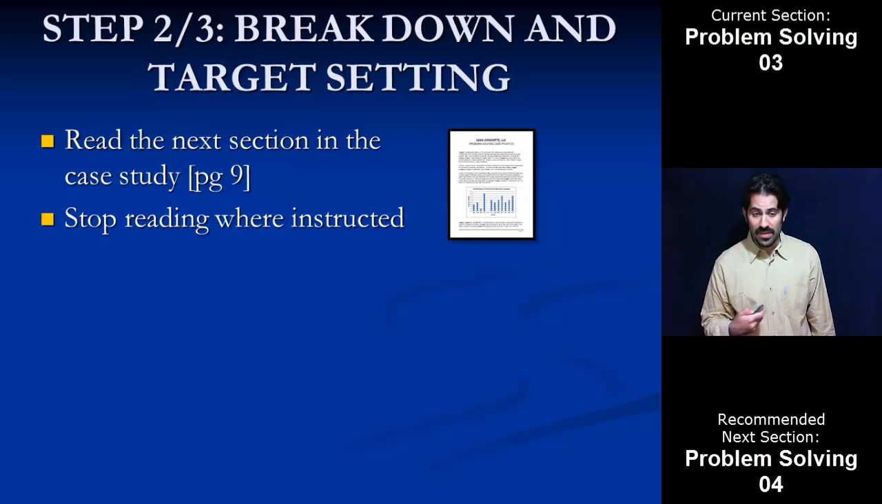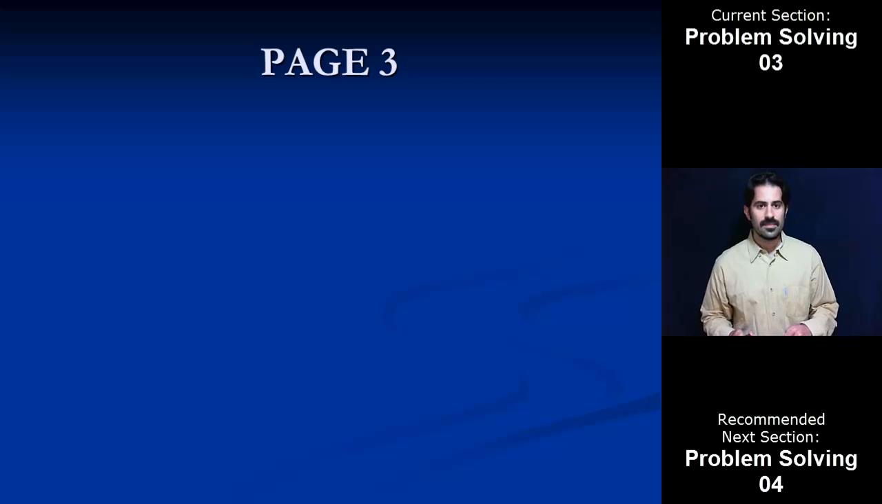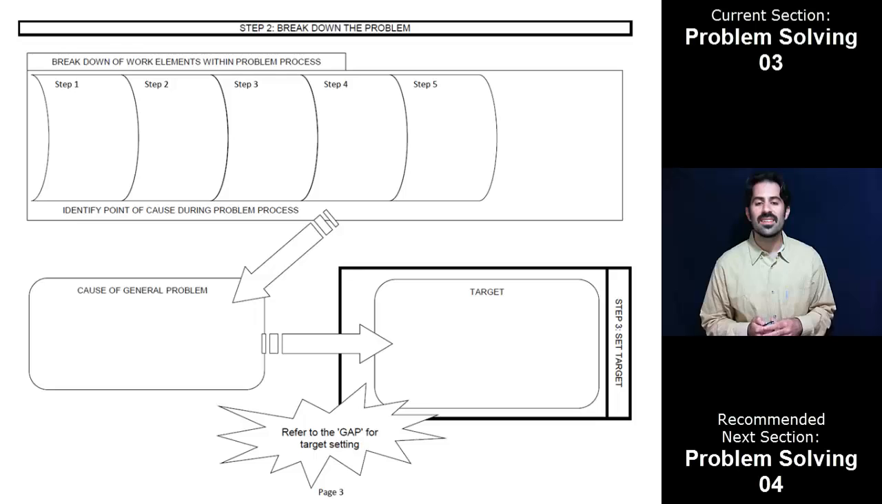So then once you've got that prioritized problem, we can keep moving forward. We can finish breaking the problem down and we can set our targets. So that's the next section's reading, and then we'll go ahead and pull up that third page after that. So now for page 3, it actually continues the tail end of step 2 there, and then also step 3, setting the target down in the corner.